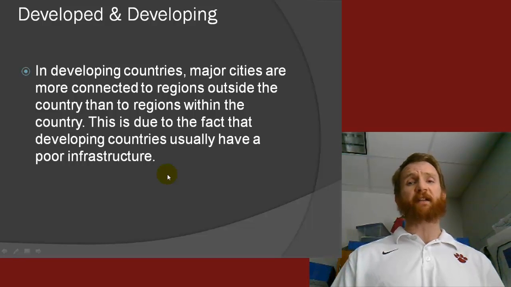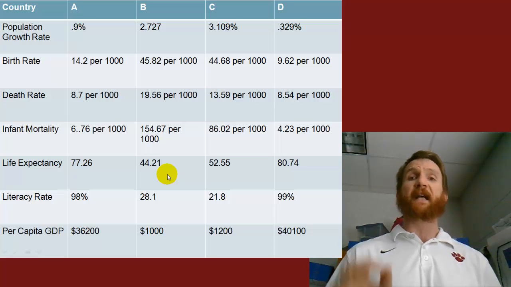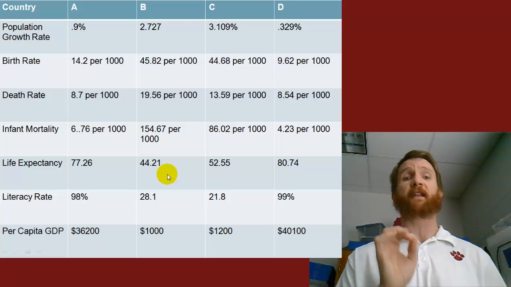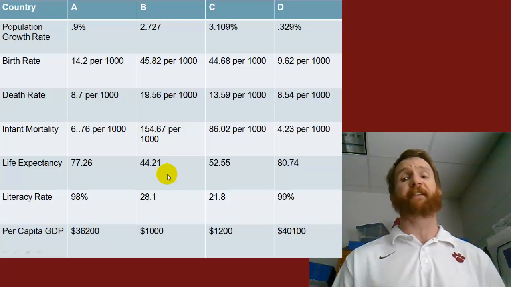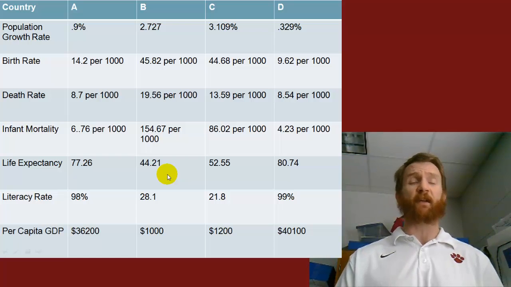Take a look at this next slide, and I want you to look at it and tell me which ones are the developed countries and which ones are the developing, and use the information that we talked about to figure that out.